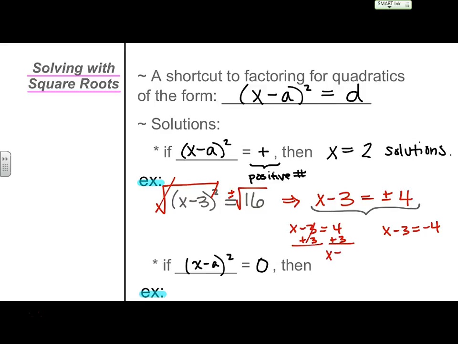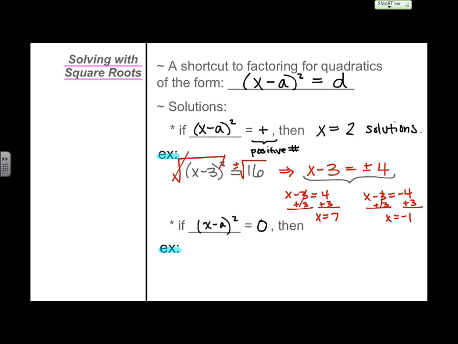X equals 7 is 1, but we have to do the other one also. What's negative 4 plus 3? X equals negative 1. Now question, how many answers were we supposed to have back here when we saw a positive number? 2. How many answers do we have down here? 2. Now, can we write them as x equals? Yes, or we could say x equals, just to make it look nice, negative 1, comma 7. There are 2 different options for x. Both of them need to be.